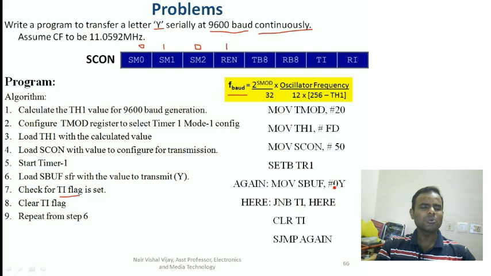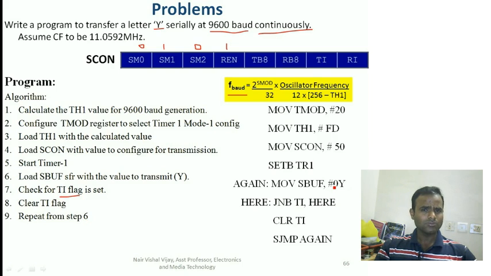So it's a very simple program provided you understand the basic concept. I believe you understood the basic concept of serial communication. Remember, serial communication happens with a standard baud rate. To generate a standard baud rate, you need to operate the serial communication port of the 8051 in mode 1 configuration. In mode 1, you have this formula: F baud is equal to 2 power SMOD divided by 32, into oscillator frequency divided by 12 into 256 minus TH1, to calculate the baud rate using the TH1 value loaded.